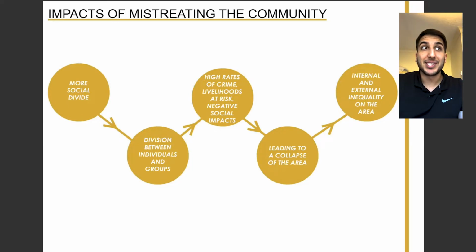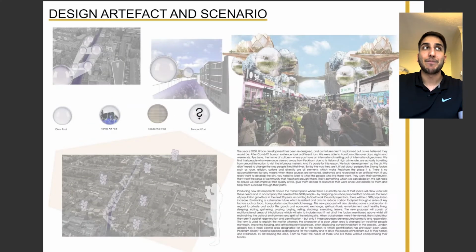Impacts of mistreating the community. So more social divide leads to division between individuals and groups, which leads to high rates of crime, livelihoods at risk, negative social impacts, which leads to a collapse of the area, and internal and external inequality on the area. Design artifact and scenario that I created. This was very initial. This was just a collage that I did of what could be designed within Peckham.